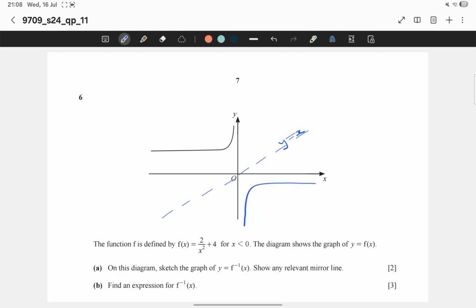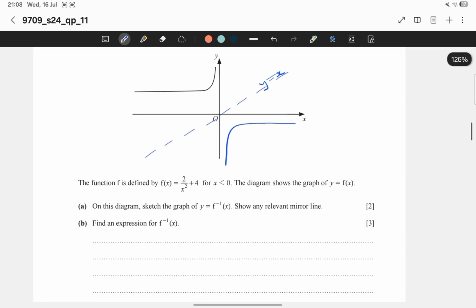Just have to know that when you're asked to sketch the graph of an inverse, it's always a reflection in the line y equals x. So the mirror line is always y equals x, right? Then part B goes on to say find an expression for the inverse of f of x.